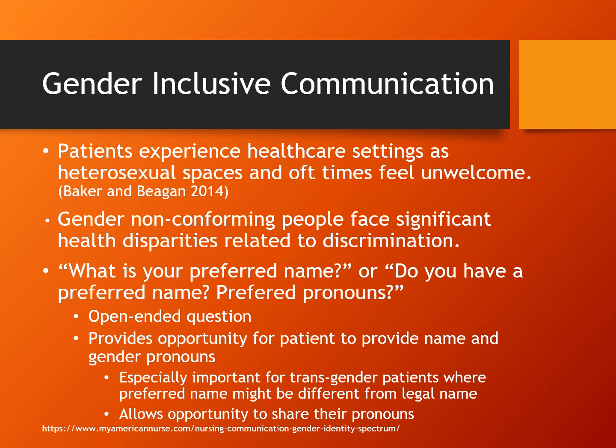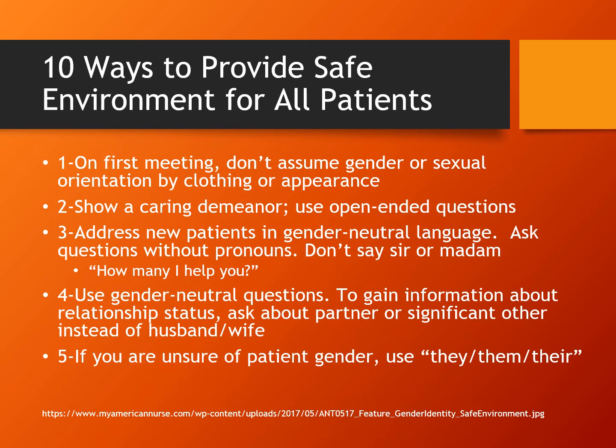So stuff to think about. On your first meeting with anyone, any patient, not just whether you know whether this person is gender variant or not, you never want to assume gender or sexual orientation by their clothing, their appearance, or by the people they have with them. So just assume everybody's just friends. I don't assume it's a wife or a husband. Ask about them being a partner or a significant other.